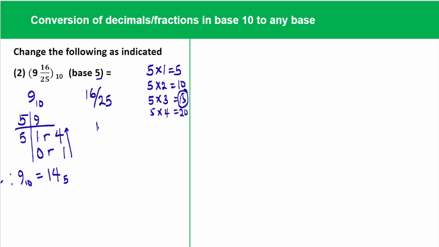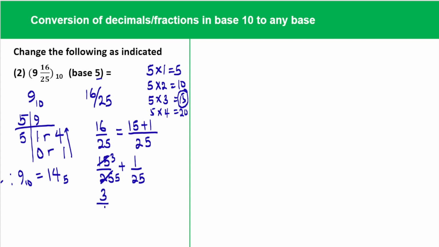So 16 over 25 can be broken down into 15 plus 1, divided by 25. The next step will be to separate the two sums. So we will have 15 over 25 plus 1 over 25. Now simplify this fraction. 5 in 15 is 3. 5 in 25 is 5. This will give us 3 over 5 plus 1 over 25.